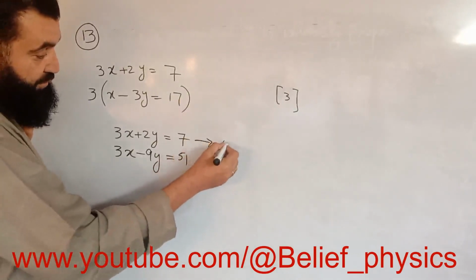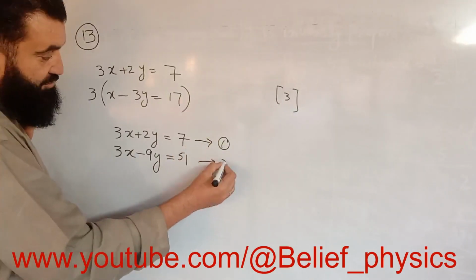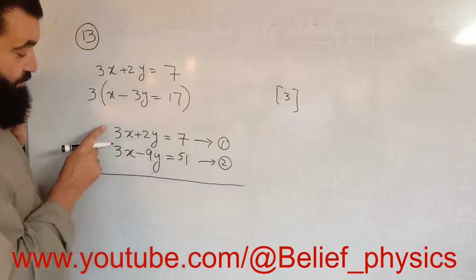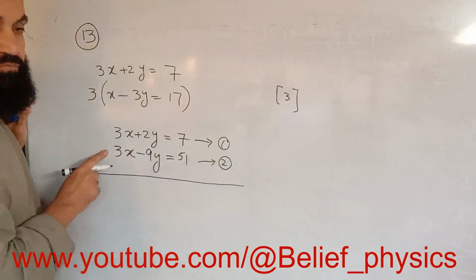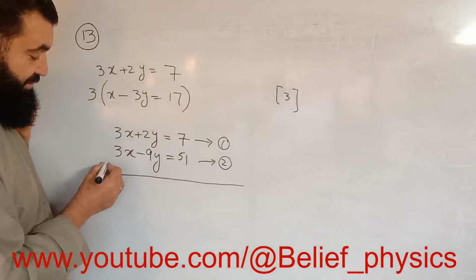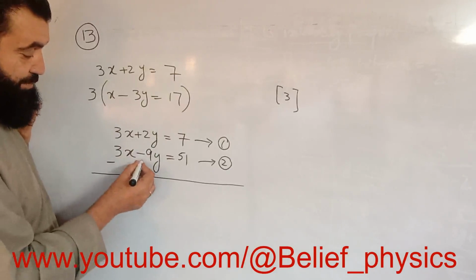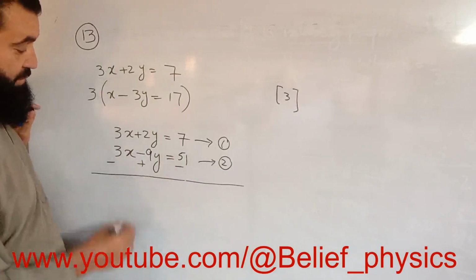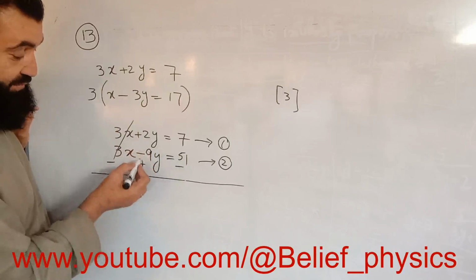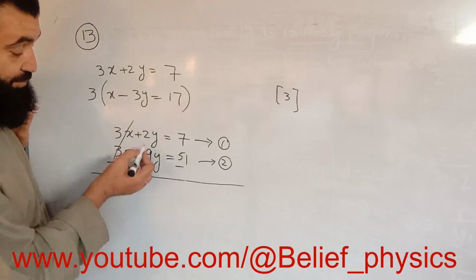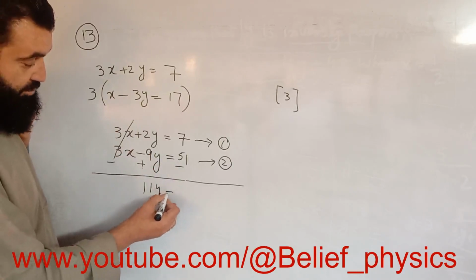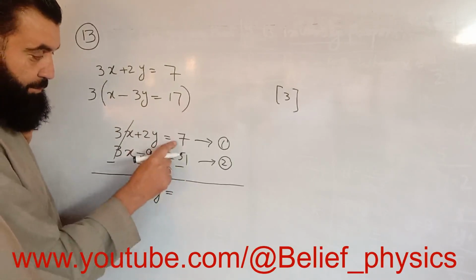Now you have two equations. We have to solve these two equations. If we subtract them, because equal coefficient have same signs, therefore we will subtract it. This is negative, this is positive, this is again minus. This is cancelled here, so we get 9y plus 2y is equal to 11y is equal to minus 51 plus 7.